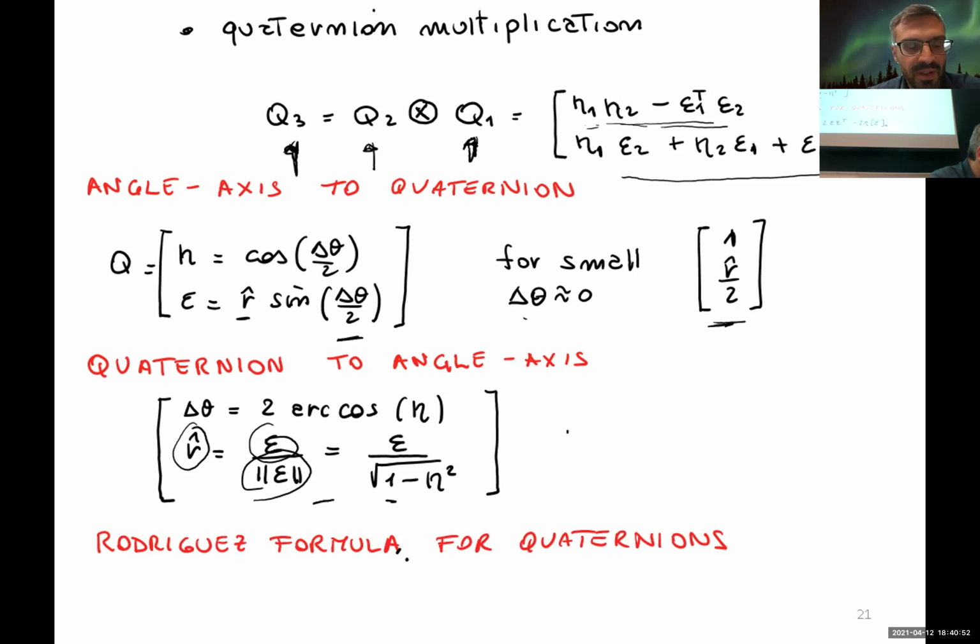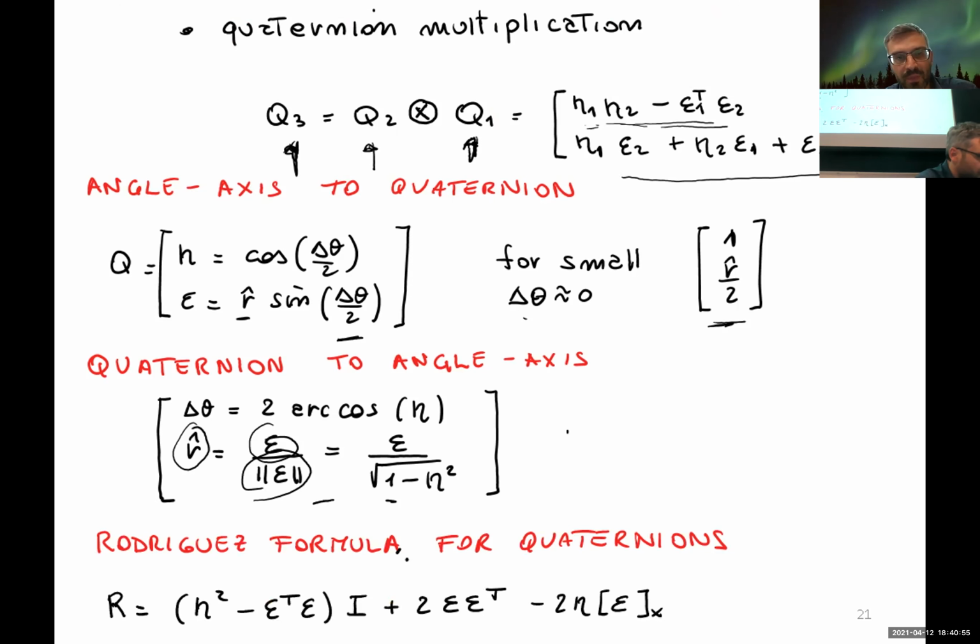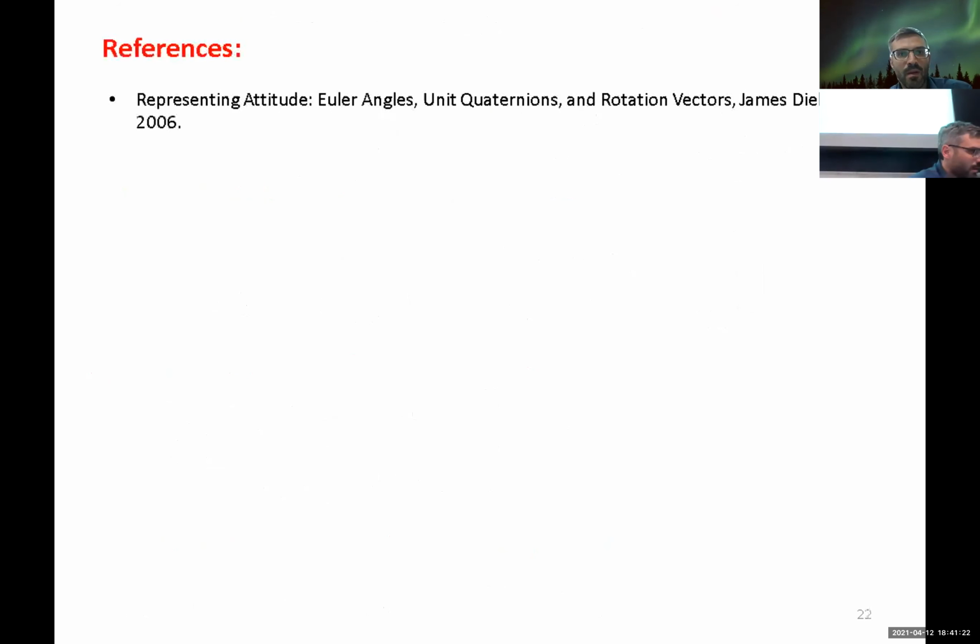Then we also have the Rodrigues formula to map quaternions into a rotation matrix. Again, we have a skew symmetric matrix associated to the vectorial part epsilon. And you can find in this document a lot of information on Euler angles, quaternions, and so on.